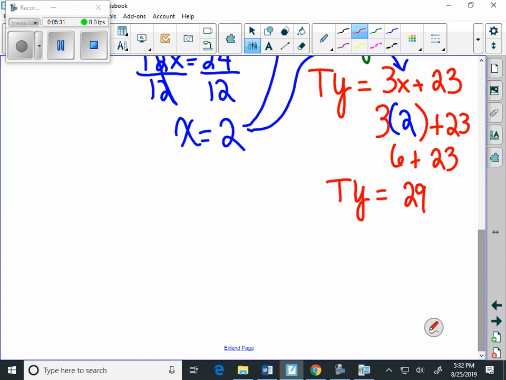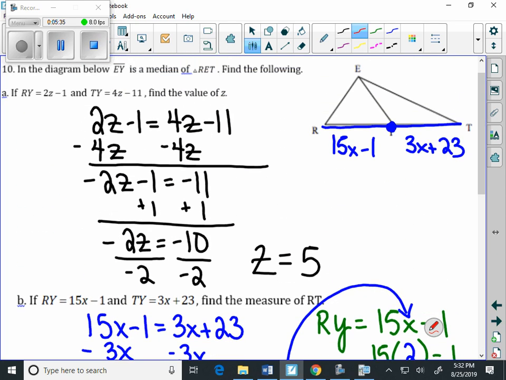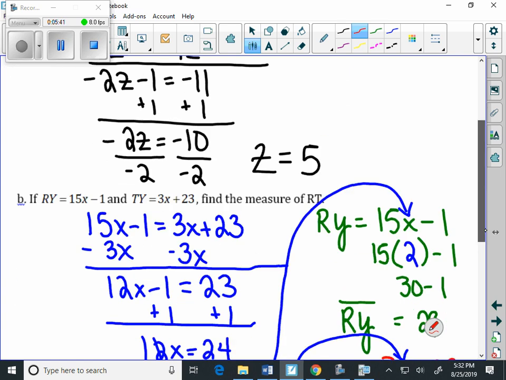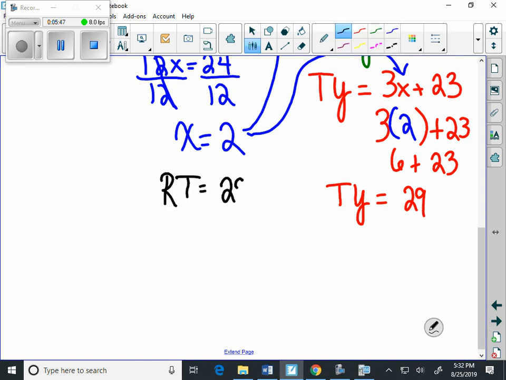But ultimately what we're looking for is the entire length here, which I have in blue. I'm going to write it in red now. We want to figure out what RT equals. So RT is going to be determined by taking the 29 plus the 29, and we get 58.